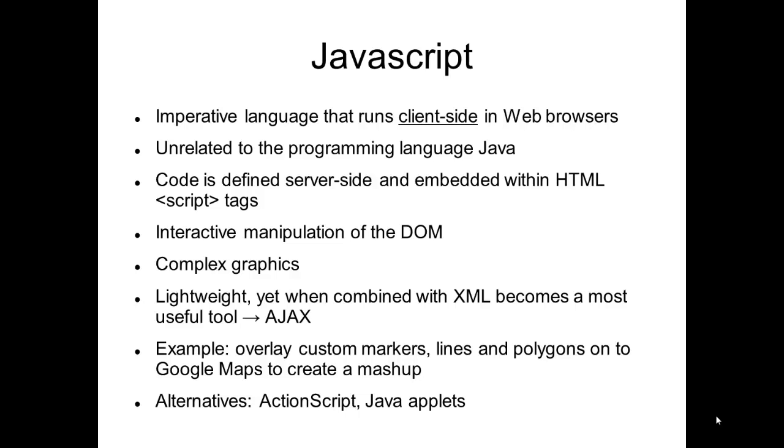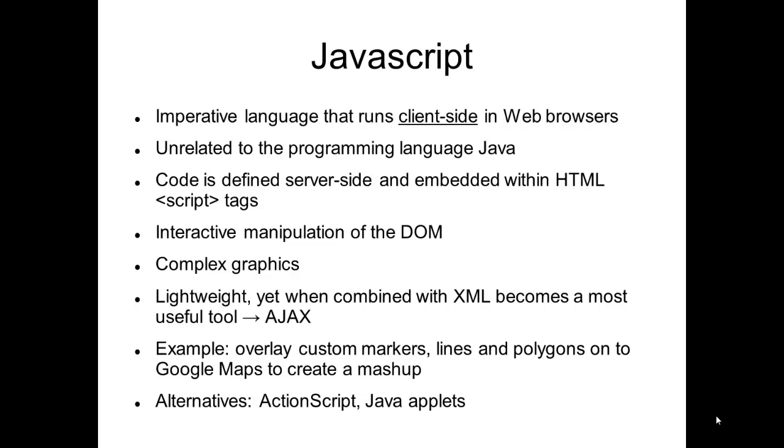It allows interactive manipulation of the document object model. So you can add a new header. You can delete it. You can change the CSS. You can actually programmatically change the CSS, and then you can create animations that way. You can redo the text. You could change the text in some form or fashion. You can do lots of things. And it also supports really complex graphics. That's one of its great things, not only manipulating and changing the web page in the browser, but also complex graphics. It's lightweight, but when combined with XML, becomes a very useful tool.